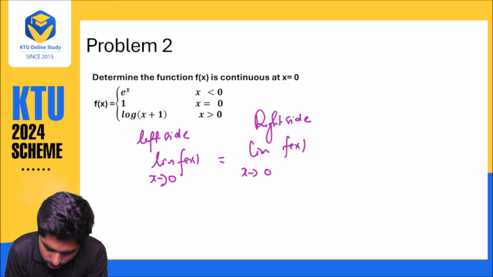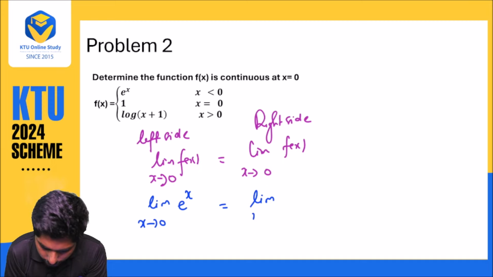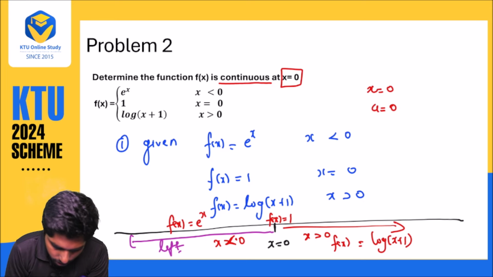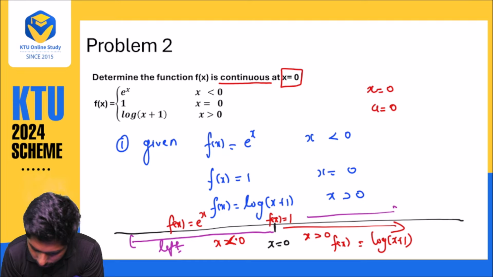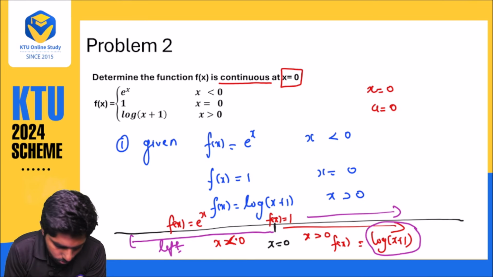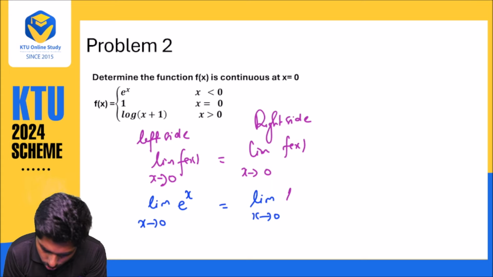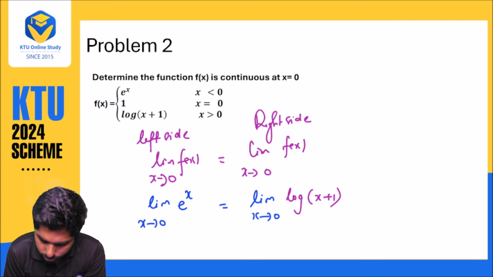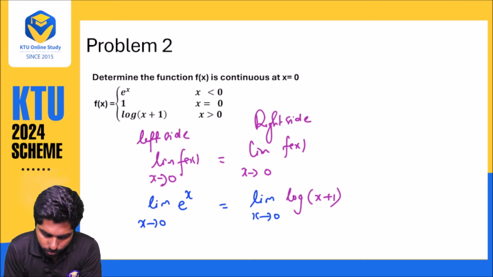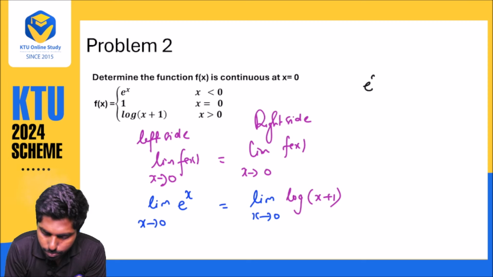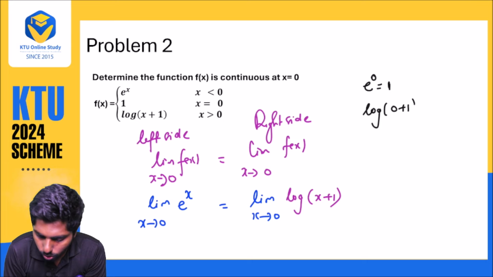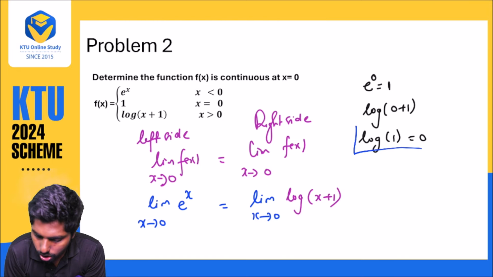So in the left hand side, f of x is e power of x, the limit as x approaches 0. What is in the right hand side? The right hand side is log x plus 1. So now just apply the value. When we apply the value, what do we get? e power of 0 is 1, and log 0 plus 1, that is log 1. Log 1 is equal to 0.